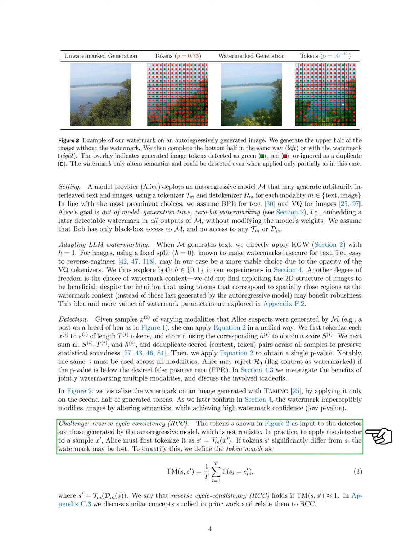The tokens we use for detection are generated by the autoregressive model, which may not reflect reality. To apply the detector, Alice must first tokenize the sample. If the tokens differ significantly, the watermark could be lost. We define a token match to quantify this, stating that RCC holds if the match is above a certain threshold.